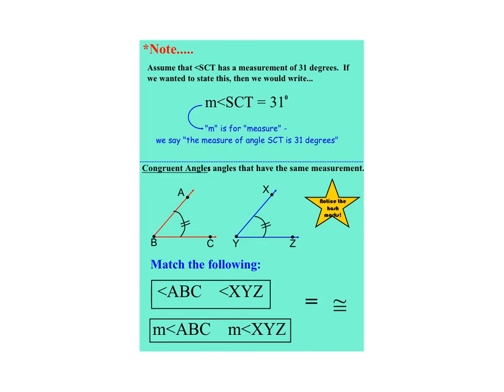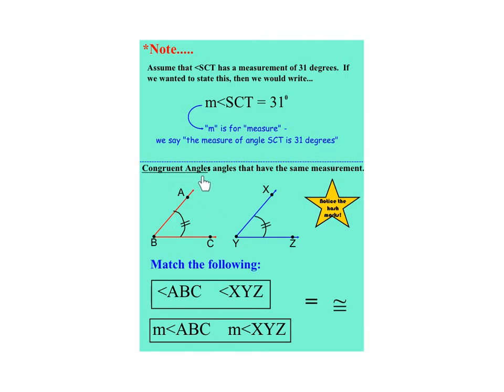Okay, note, assume that angle SCT has a measure of 31 degrees. If we wanted to state this, we would write the measure, M is for measure, angle SCT is equal to 31. M is for measure. We say the measure of angle SCT is then 31 degrees.